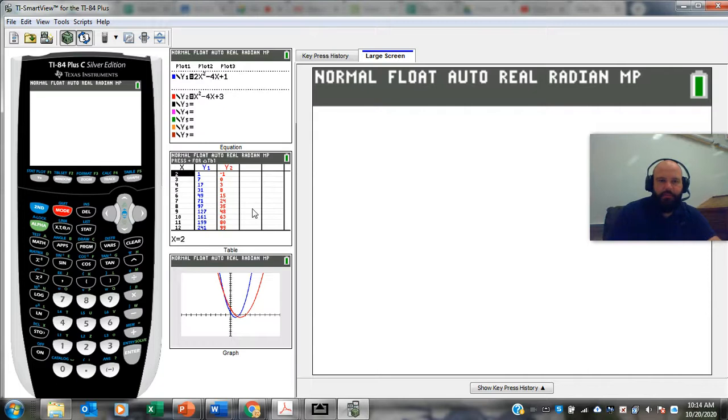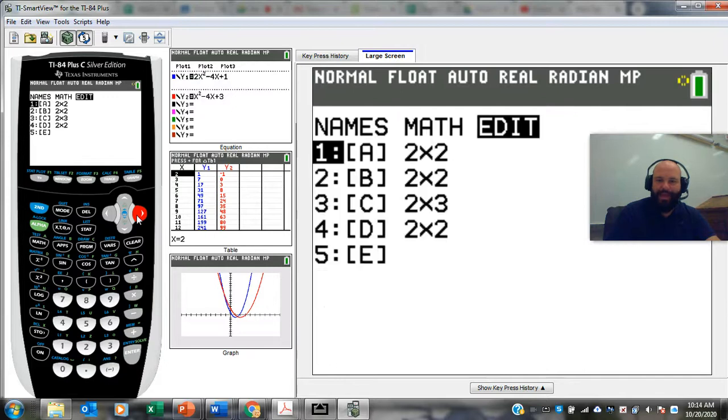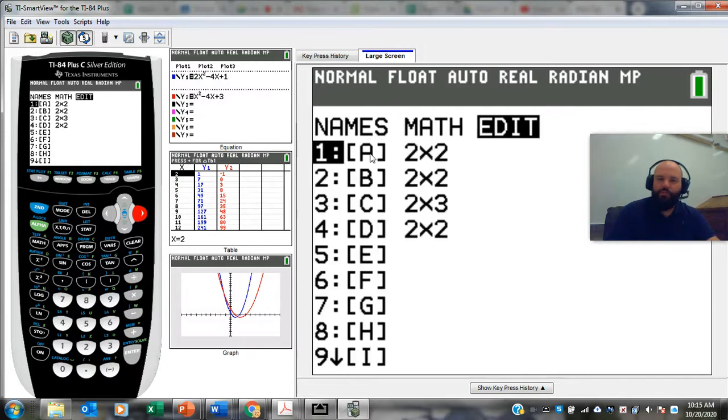Okay, so the first button push I'm going to do is, you can see there's a button right here called matrix. So I'm going to hit second and then the matrix key, and it brings this up. And we want to enter this matrix into our calculator. So we need to scroll over to edit, and then we'll put it in for matrix A. We'll call this A.